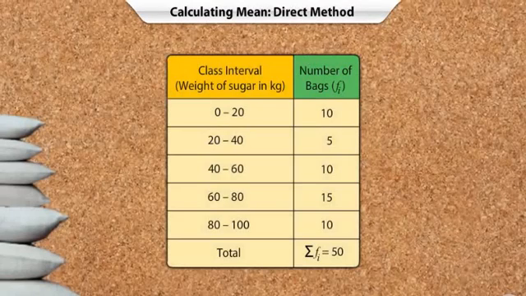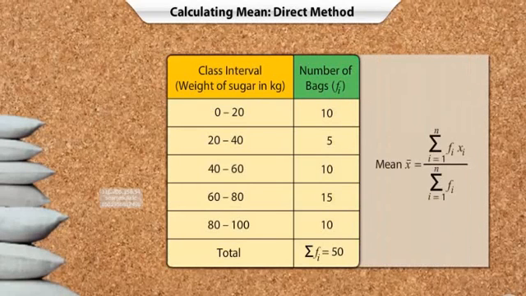In the sugar factory, sugar bags are separated on the basis of their weight. The table here represents this distribution. Mean weight of the sugar bags could be found by dividing the sum of the product of Fi and Xi by the sum of Fi.